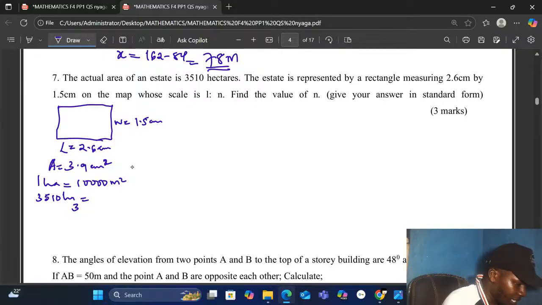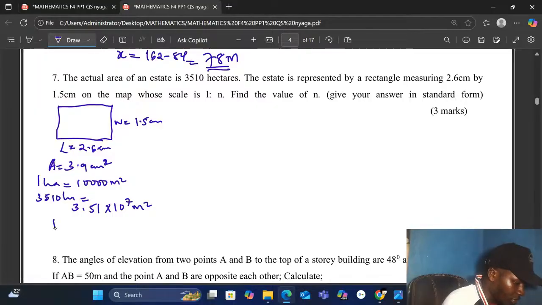That will be times 10,000. So that means it's 3.51 times 10 power 7. When you multiply, we count the number of zeros: 1, 2, 3, 4, 5, 6, plus that one decimal place. We have 10 power 7. That is square meter. That is now the area.